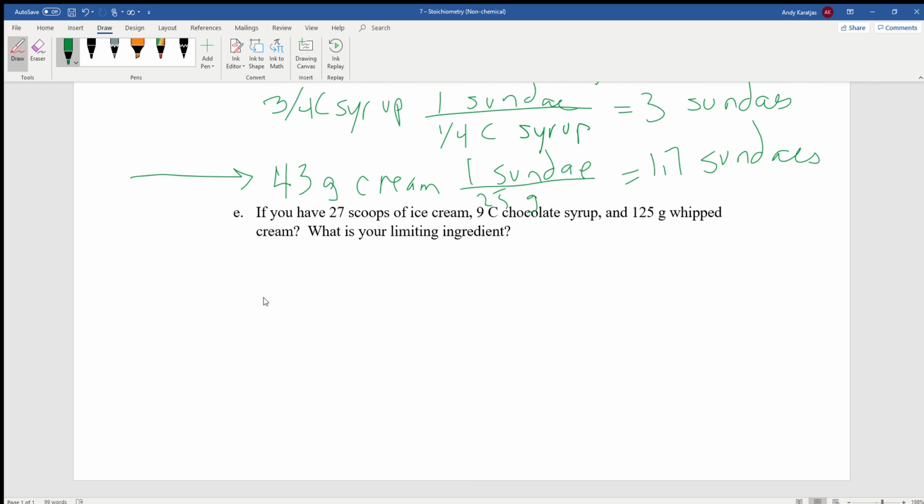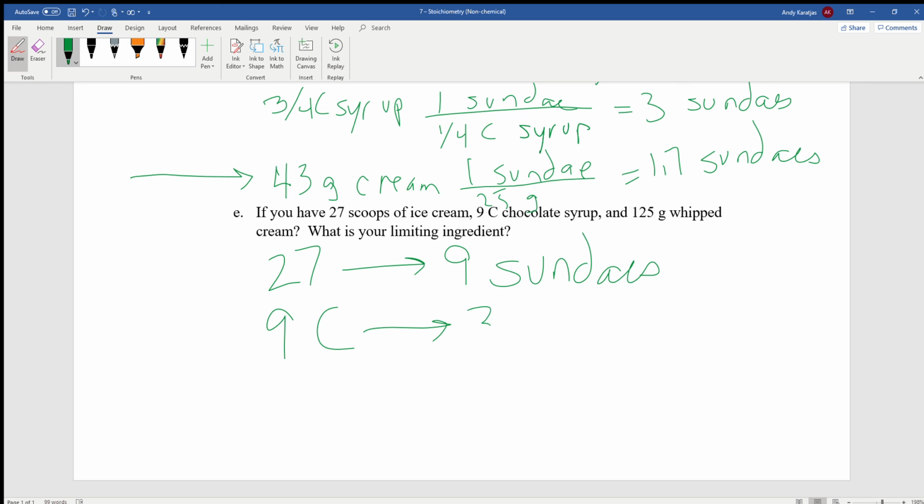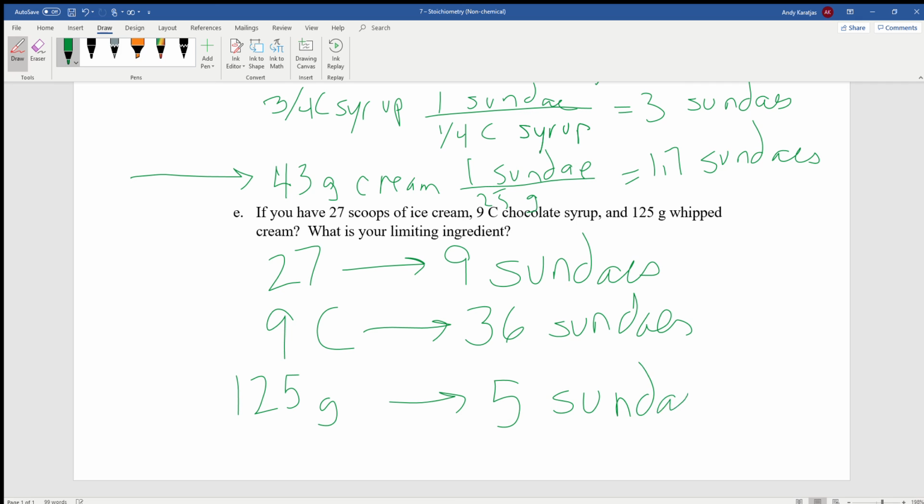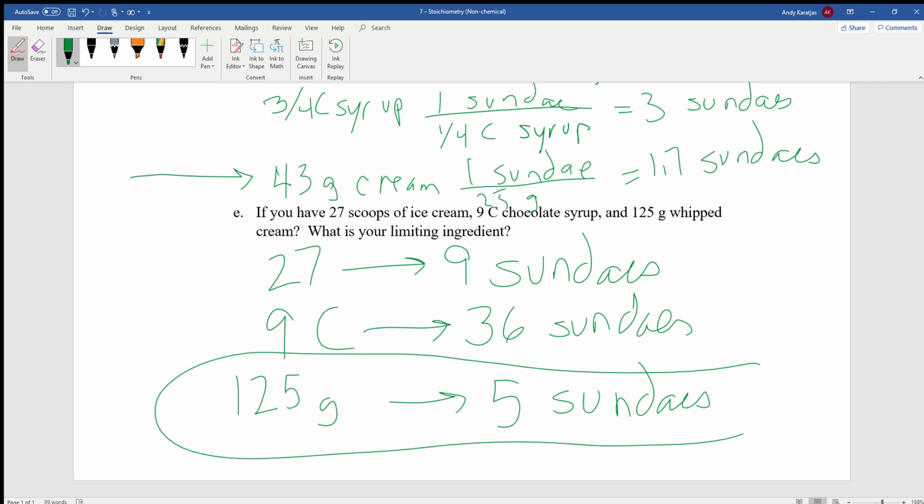And we can do the same thing in part E. 27 scoops of ice cream is enough to make 9 sundaes. The 9 cups of chocolate syrup is enough to make 36 sundaes. And the 125 grams of whipped cream is enough to make 5 sundaes. So again, the whipped cream ends up being our limiting factor.